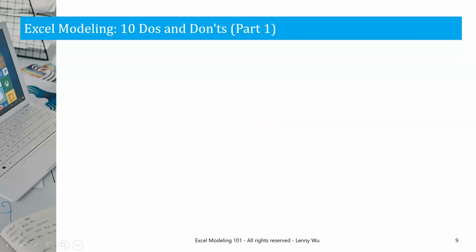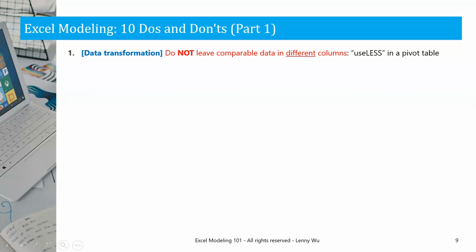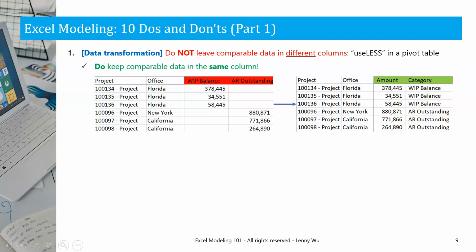To summarize, the first do and don't is related to data transformation. So it says, do not leave comparable data in different columns because it will be very difficult to do the pivot table as I have demonstrated to you. So what we can do is to keep all comparable data like WIP balance and AR outstanding in the same column, like we have demonstrated earlier. That's all for the first pair of do's and don'ts in Excel modeling.